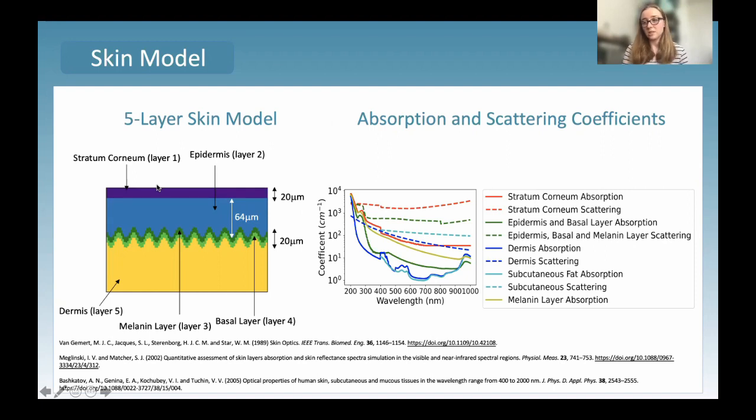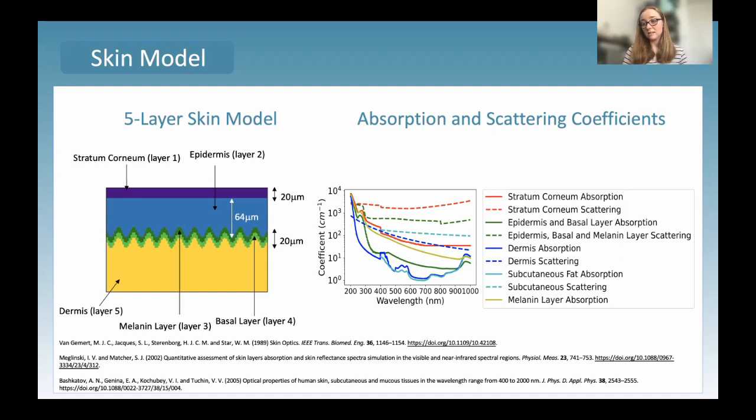The chosen absorption and scattering coefficients for each layer can be seen here for the wavelength range of 200 nanometers all the way to 1000 nanometers. These were compiled from several different sources. For simplicity, the optical properties only vary between the layers and are kept uniform within them. And as there is a lot of variability in the thickness of the stratum corneum, both between and within individuals, models with different thicknesses were also looked at.